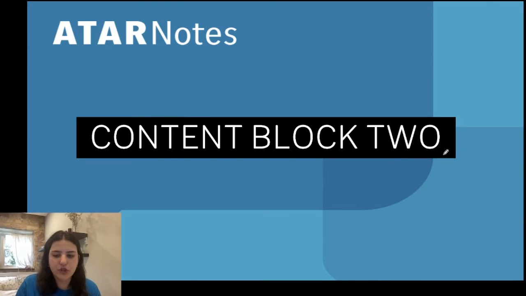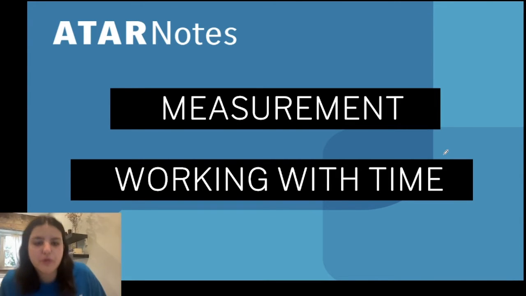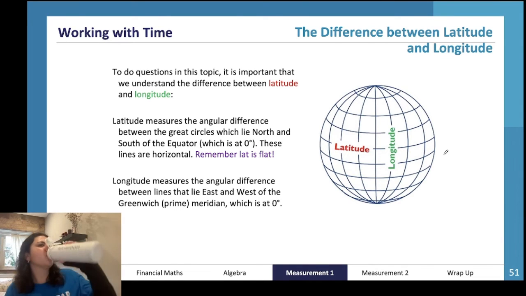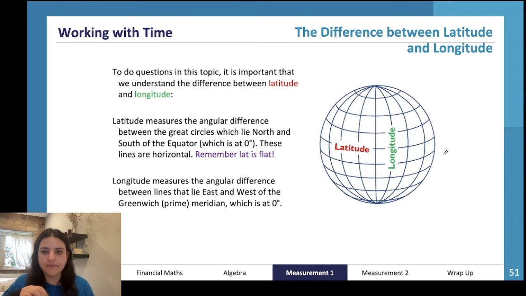All right, let's move on to content block 2. This is all of our measurement content. The first thing we're going to start with is working with time. The first aspect of this that we kind of need to clarify is what latitude and longitude are. You have probably done working with time at some point. It may have been a while. There are 2 terms that come at the start of this unit, latitude and longitude.